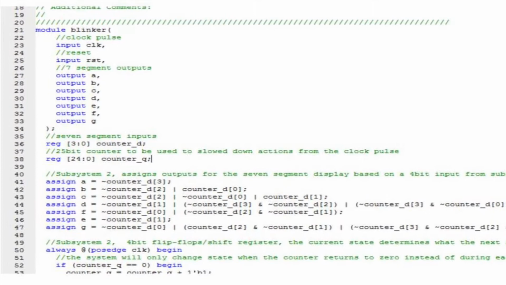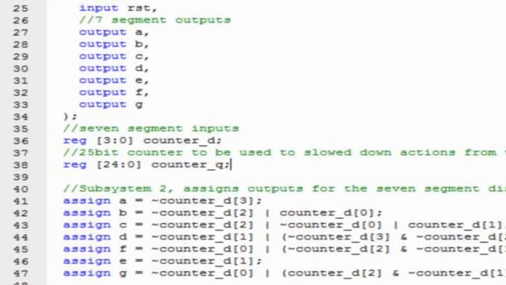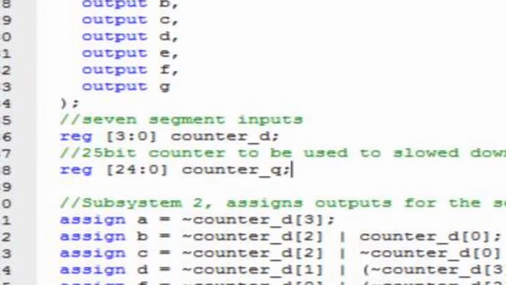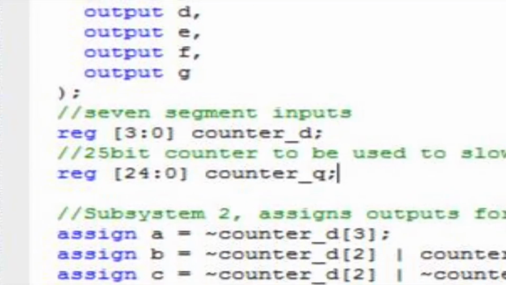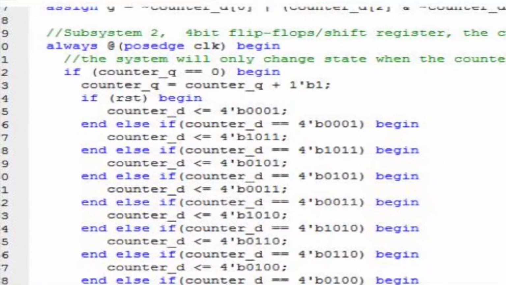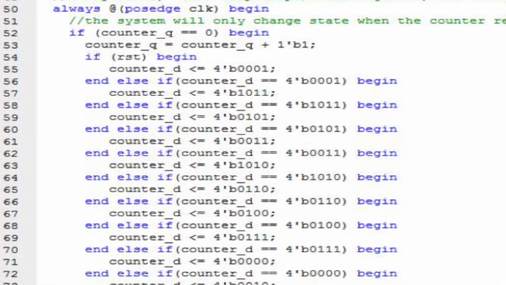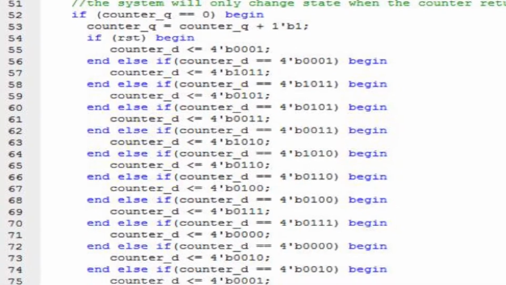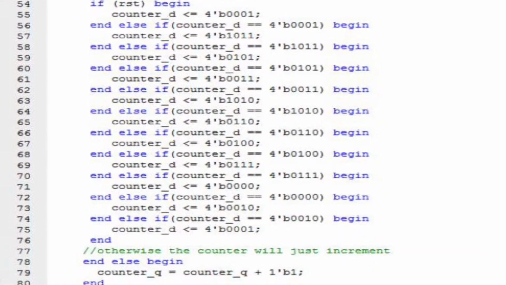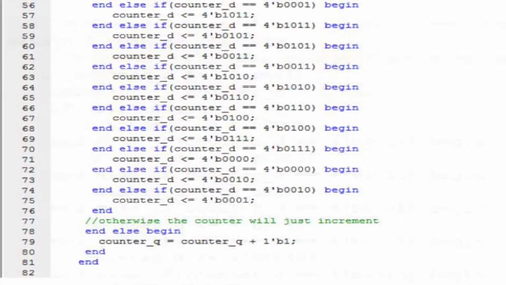For the code, let's start with subsystem 1, which has a 4-bit register and a 25-bit register. The 4-bit register serves as the 4-bit input to subsystem 2, while the 25-bit register serves as a counter. On every positive clock pulse, the counter increments by 1 until the counter resets to 0 after 2 to the 25 minus 1 counts. At 0, the 4-bit register will shift to a new value based on its previous value, effectively turning the 4-bit register into a 4-bit flip-flop register.